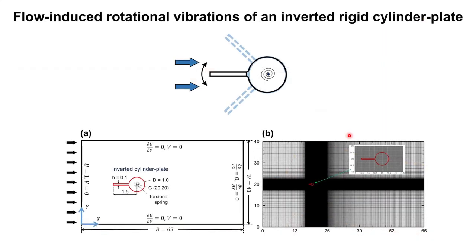Now let us look at another interesting problem which we did recently. It is under review with a journal, but here we are getting very similar responses of VIV, though not exactly the same, and it is probably more interesting than a circular cylinder's linear VIV. This is flow-induced rotational vibration of an inverted rigid cylinder-plate. We have a torsional spring, and a cylinder which is fixed to a plate. Everything is rigid here. Because of this torsional motion, the plate can go through angular motions, as you can see here.